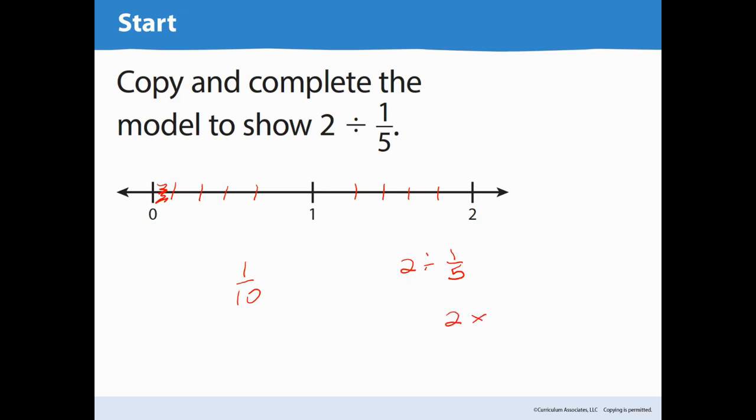Or I could take this, do the opposite division, which is multiplication, take the opposite of 1/5, which is 5 over 1, and I get 10 over 1, or 10. So my answer is going to be 10. So up here, each part is 10, but how many parts do I have? I have 10 total parts.